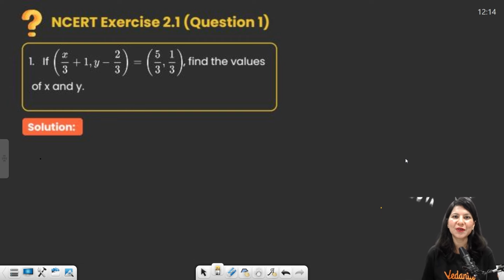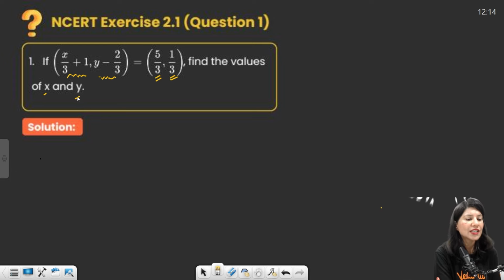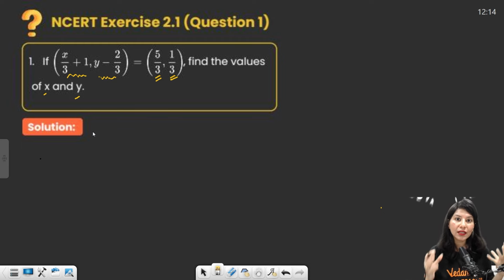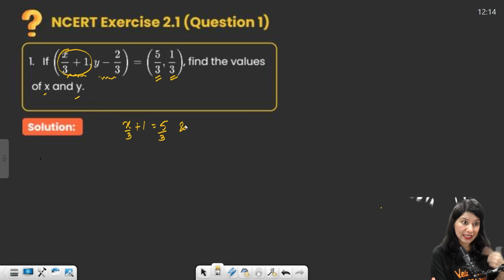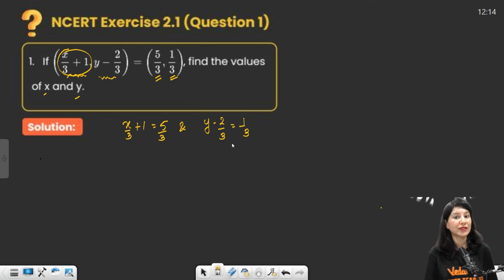Okay, so you can see on your screen that we have question number 1. It says: if (x/3 + 1, y - 2/3) = (5/3, 1/3), find the values of x and y. Clearly, what they are doing is equating two ordered pairs. So the very first element, x/3 + 1, will be equal to 5/3, and the second element, (y - 2)/3, should be equal to 1/3. Now we'll solve these two equations to get the values of x and y quickly.